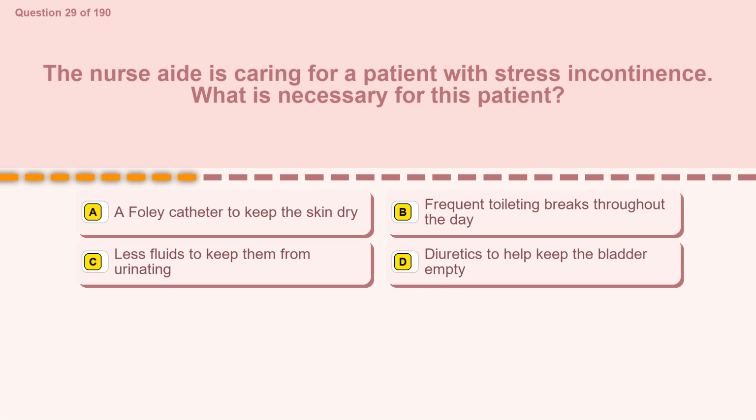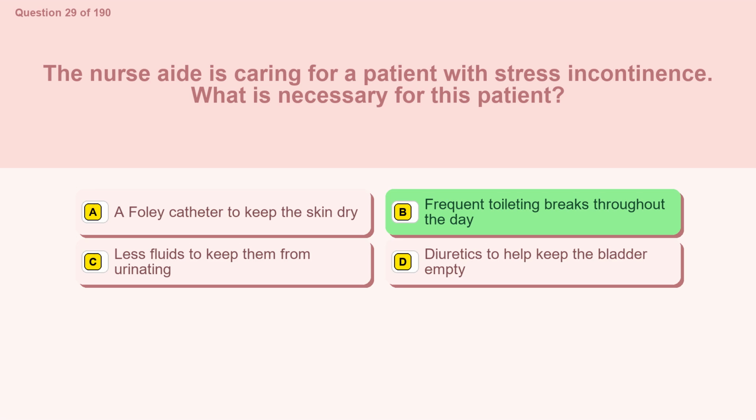What is necessary for this patient? Option A. A Foley catheter to keep the skin dry. Option B. Frequent toileting breaks throughout the day. Option C. Less fluids to keep them from urinating. Option D. Diuretics to help keep the bladder empty.